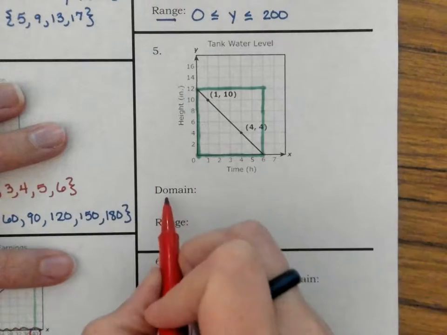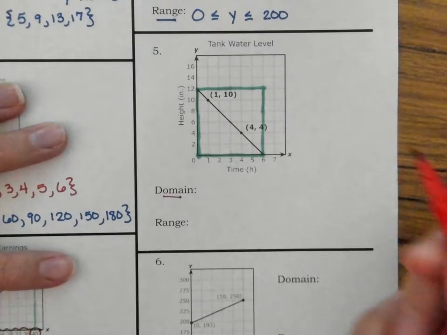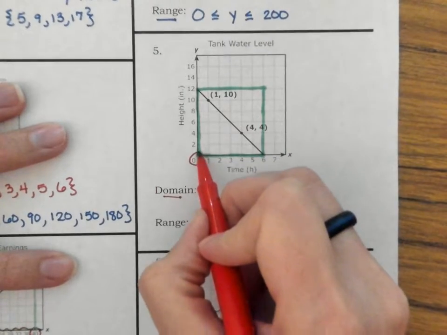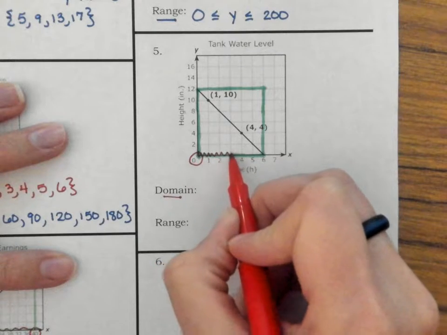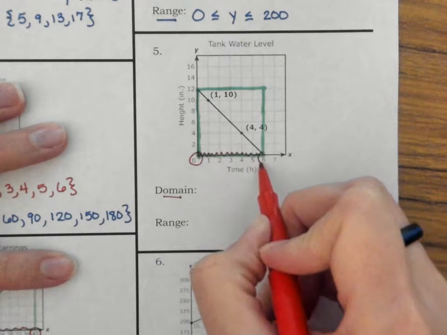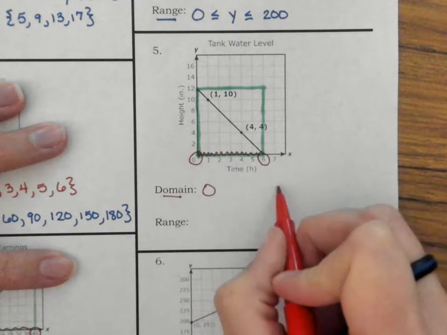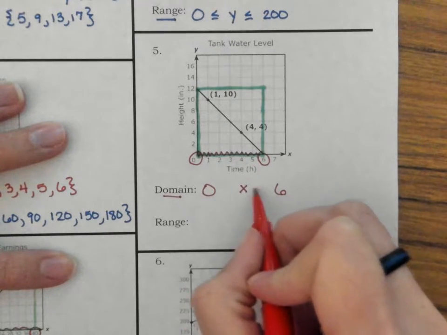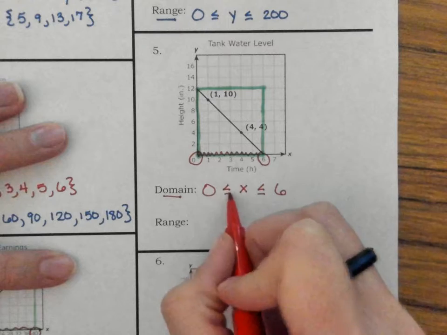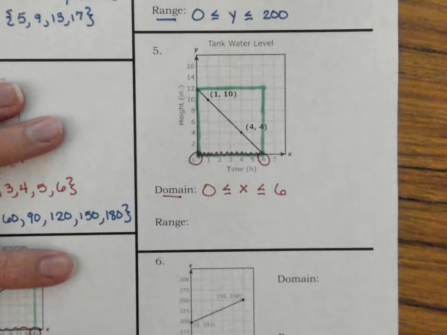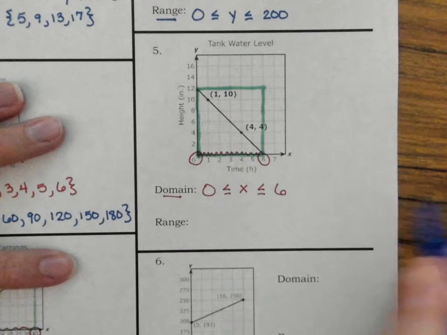And we're going to look at the domain first. Domain is all of your x values, so I start here at 0, and I'm looking where my highlighter starts and stops, and it starts here at 0 and stops at 6. And it's less than or equal to again because there's no open circles.